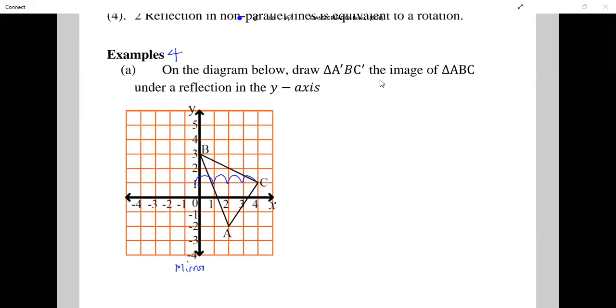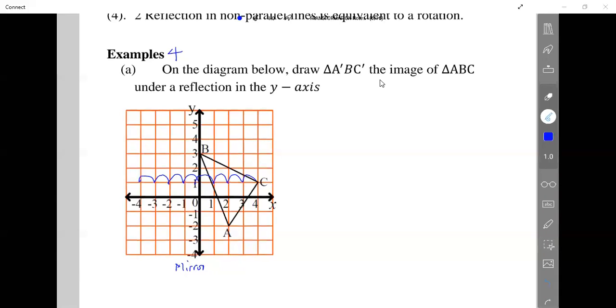So it's 4 units. So C prime would be what? 1, 2, 3, 4 units. This would be the new position of C, and that would be what? C prime. How did I determine where C prime would be? I use this fact. In a reflection, the object and image are the same distance from the mirror line on either sides of the mirror line.